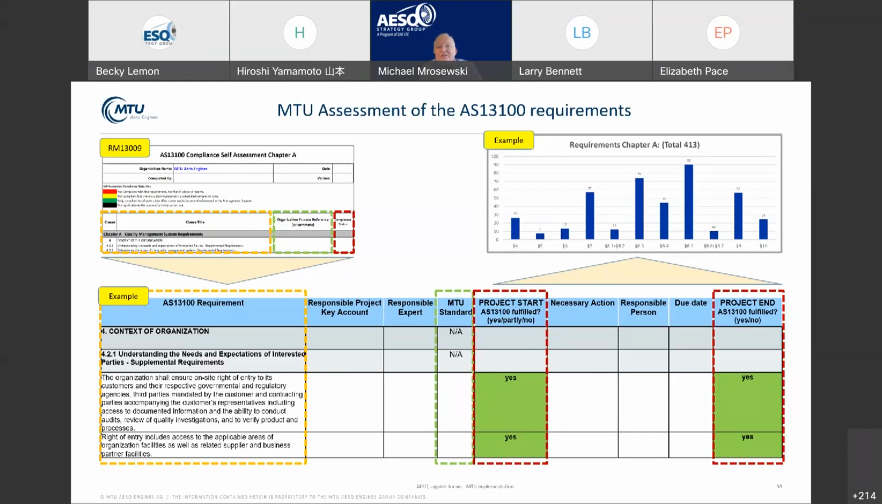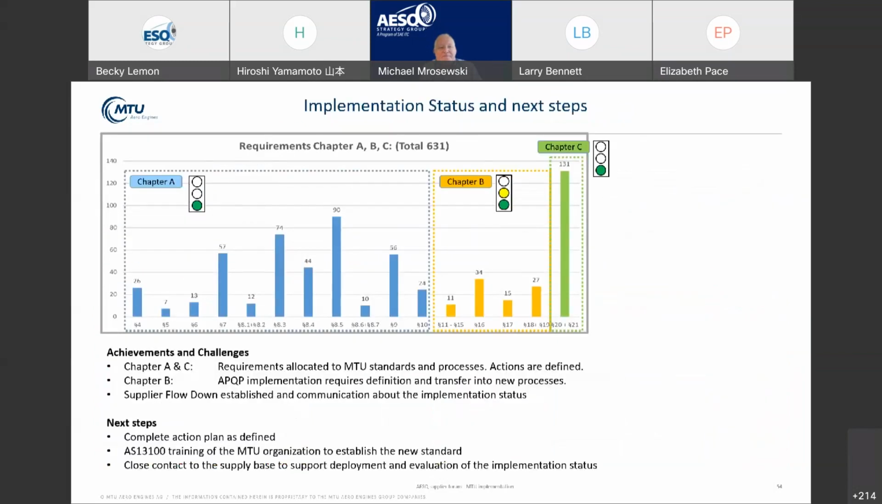We broke it down into 413 individual requirements, and we are tracking paragraph by paragraph the number of requirements. That's the way we are progressing through our project plan in terms of breaking down these numbers into actions and monitoring the status in terms of compliance. Next page, please, Becky.